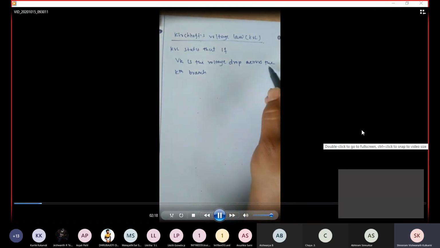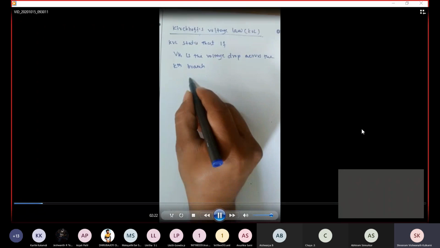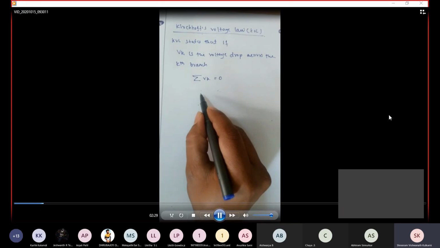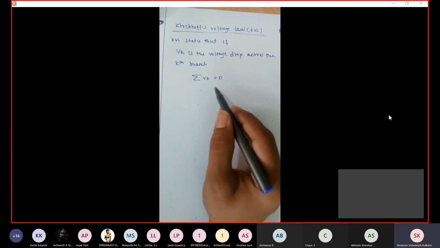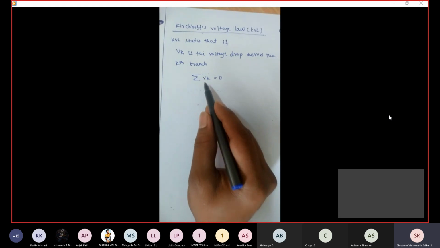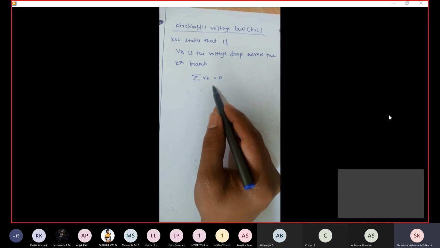Vk is the voltage drop across the kth branch. Then we are going to write summation of Vk equals to 0, where this summation is the sum of the voltages over all the branches.